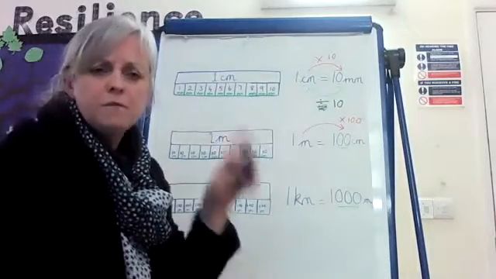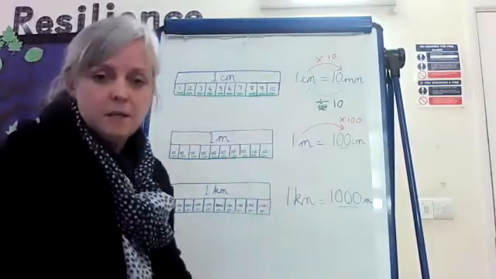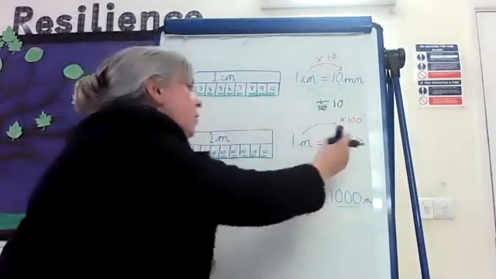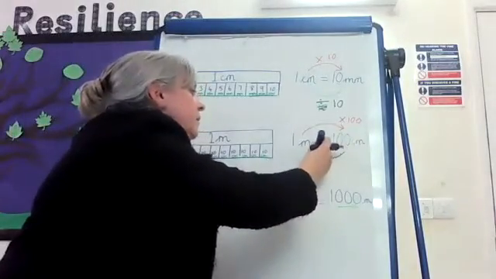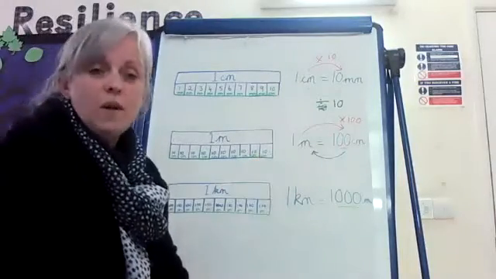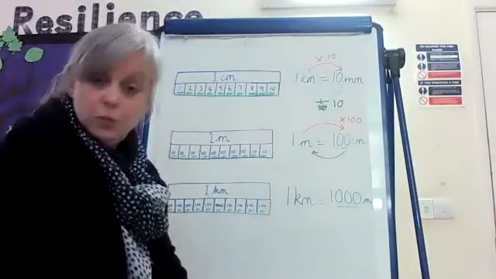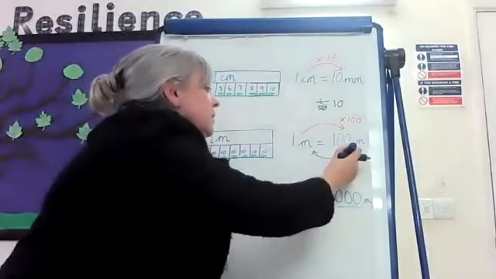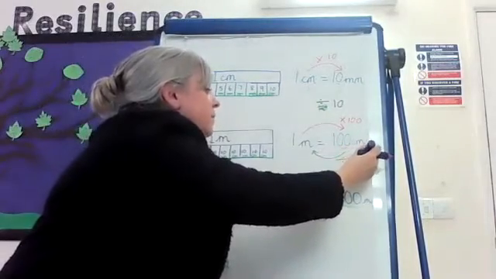But what about if we want to go from centimetres back to metres? So what's happening going the other way? Do you remember our model above? So what is happening to 100 to get to 1? What are we doing with that number? Good, we're dividing it by 100. It's getting 100 times smaller.